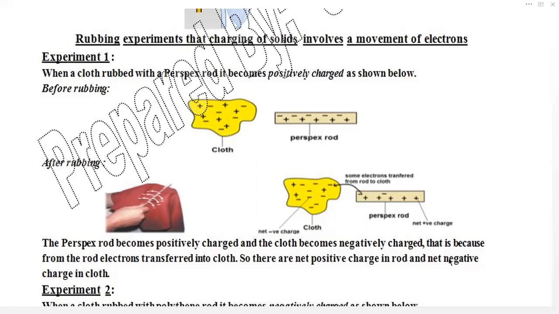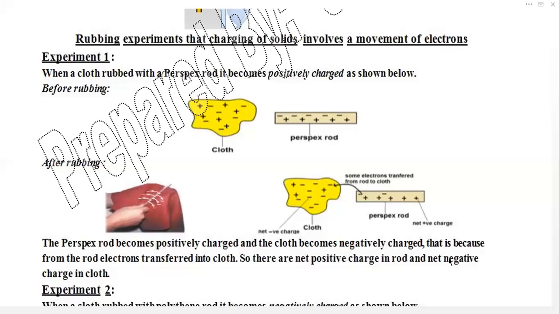In this case, if we observe the kinetic theory of electrons, why will electrons shift from the perspex rod to the cloth? You can see that in different objects, electrons have different kinetic energy levels. In the perspex rod, the kinetic energy level is too high as compared to the cloth.